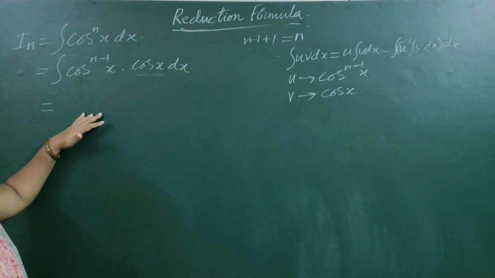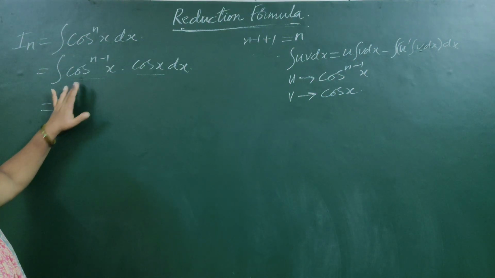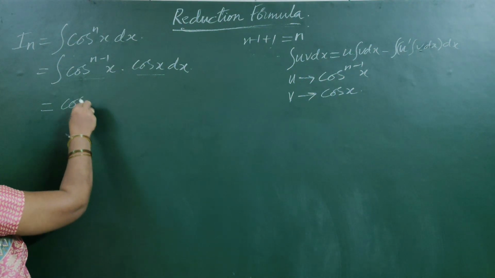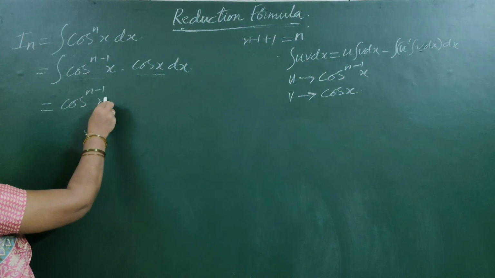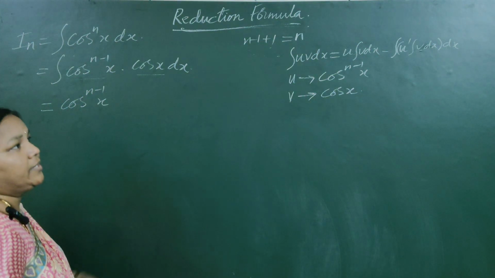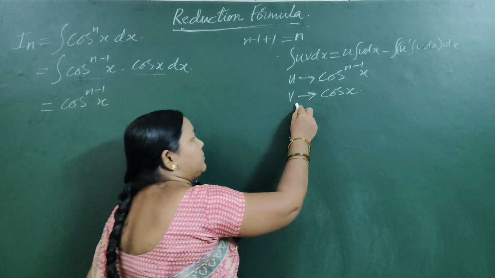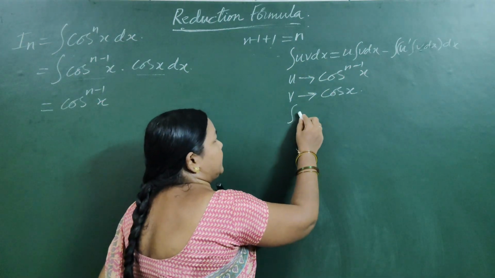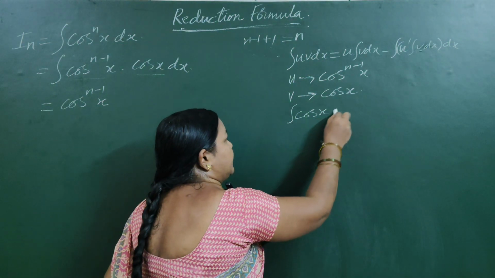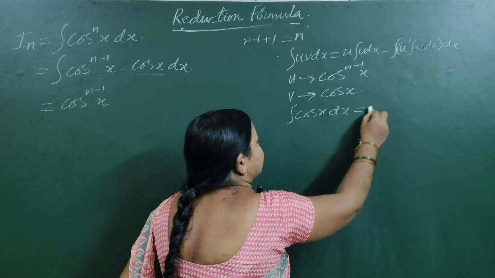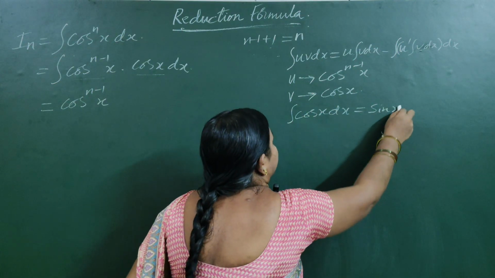Here the formula is u. U means first function, that is cos power n minus 1x as it is. Next it is integration of v dx. Integration of v means second function, second term, that is cos x dx. Integration of cos x is sin x.